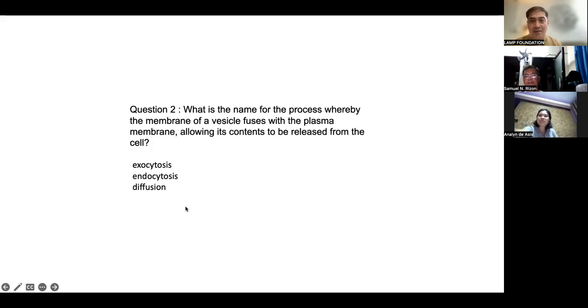Carbon dioxide and oxygen move across the plasma membrane by the process of? Diffusion. Very good. What is the name for the process whereby the membrane of a vesicle fuses with the plasma membrane, allowing its contents to be released from the cell?